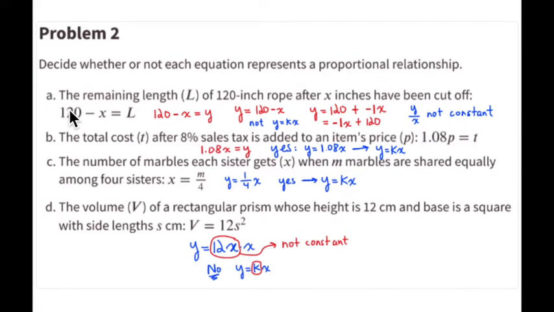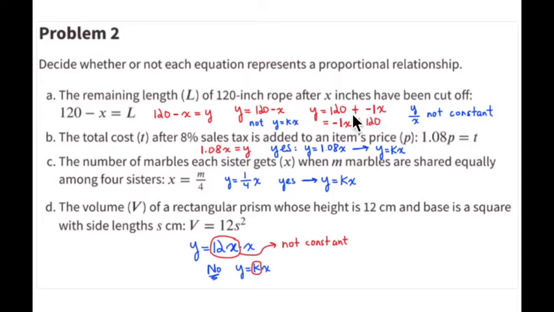In the first one, A, I'm going to change L to y. So it's just y equals 120 minus x, and I want to see if I can get this into the form of y equals kx. It turns out that I cannot do that. y equals 120 minus x. That's not y equals kx, and there's nothing I can do. I can't change this subtraction to multiplication.